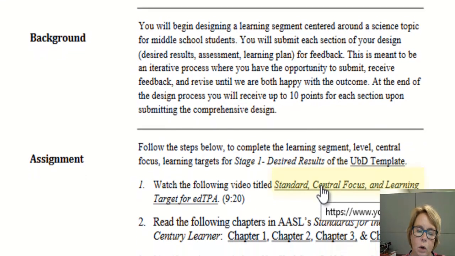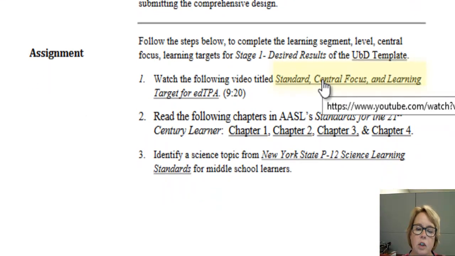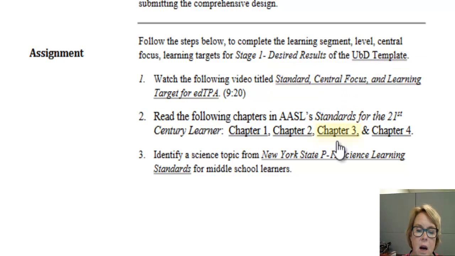So the first thing I want you to do in the assignment is to watch a video about 10 minutes long. It is a little bit dry in terms of the narration, but it has terrific educational value, and it will really give you an understanding of the relationship between the standard, central focus, and learning target, particularly what EdTPA is looking for. This is super important for when you have to create your narrative.